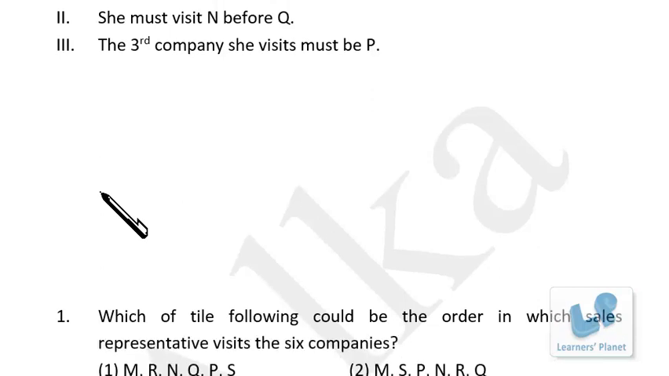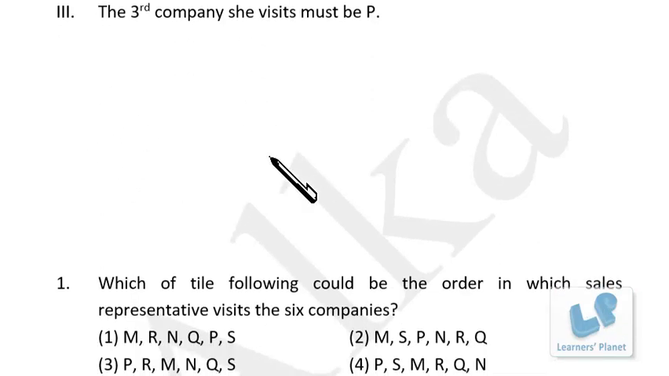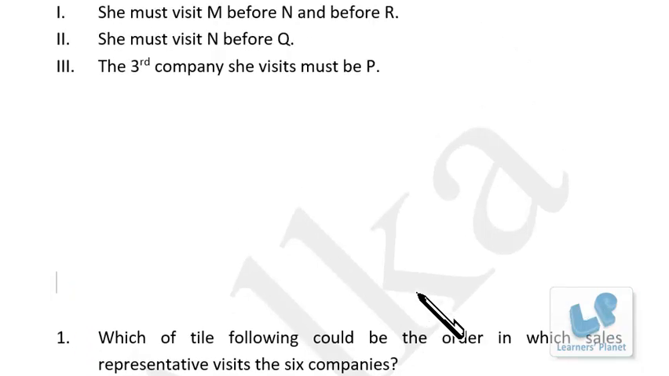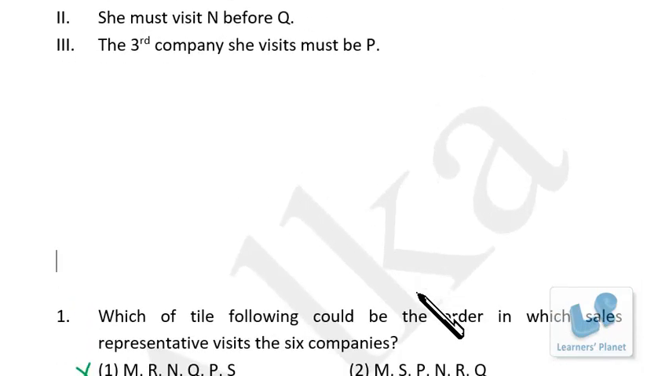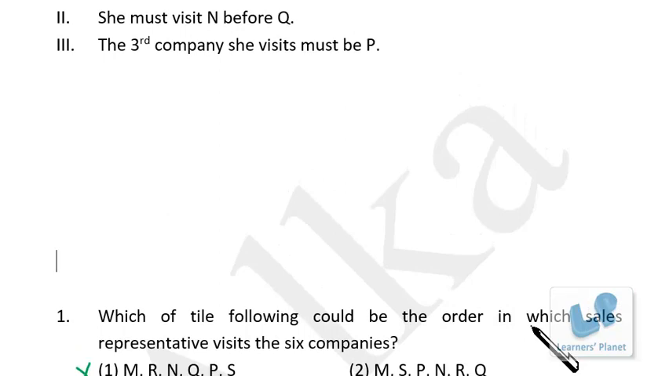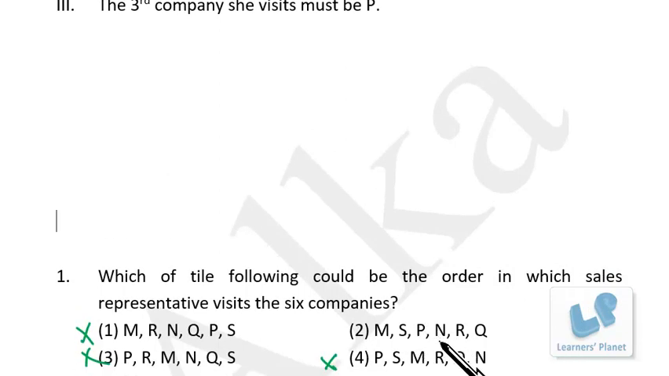Okay, so let's see. The third company she visits must be P, so we can eliminate the options where the third company is not P: options 1, 2, and 3. Then we are left with these. Now, she must visit M before N and before R, so M should be before N and R. Yes, that is satisfied. Then N before Q, so that is also satisfied. So this can be the order, and we are asked what could be the order. There may be other arrangements as well, but this could be the correct order.